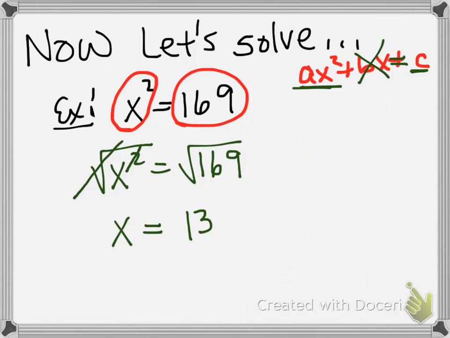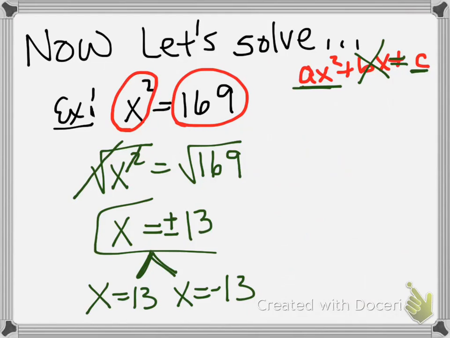Now, this answer, the square root of 169, could be 13, or it could be negative 13. So we're going to put a little symbol that you may not have seen before called the plus or minus sign. So my solution, x equals plus or minus 13. Or if you feel like you need to be more specific, you can say that means x is 13 and x is negative 13. But if you write it with the plus or minus symbol, then you don't have to break it down. It's a shortcut.